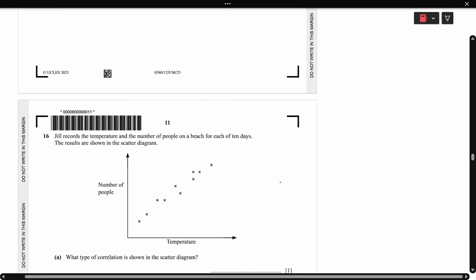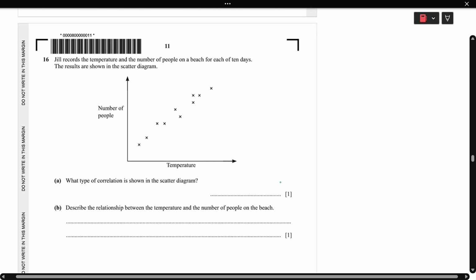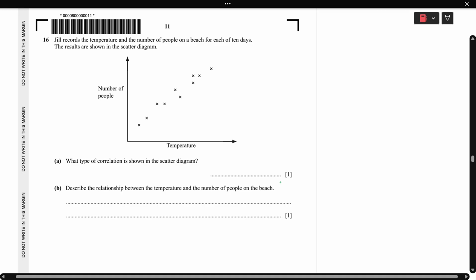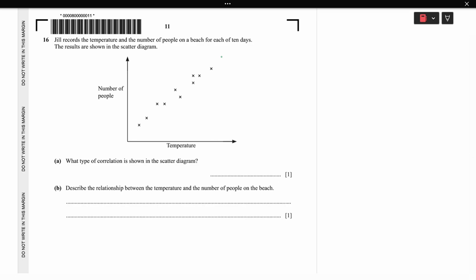Okay, the next question is the scatter diagram. So Jill records the temperature and the number of people on a beach for each of 10 days. The results are shown in the scatter diagram. What type of correlation is shown? This is a positive correlation. This keeps rising, so we'll write a positive correlation. So just write positive.